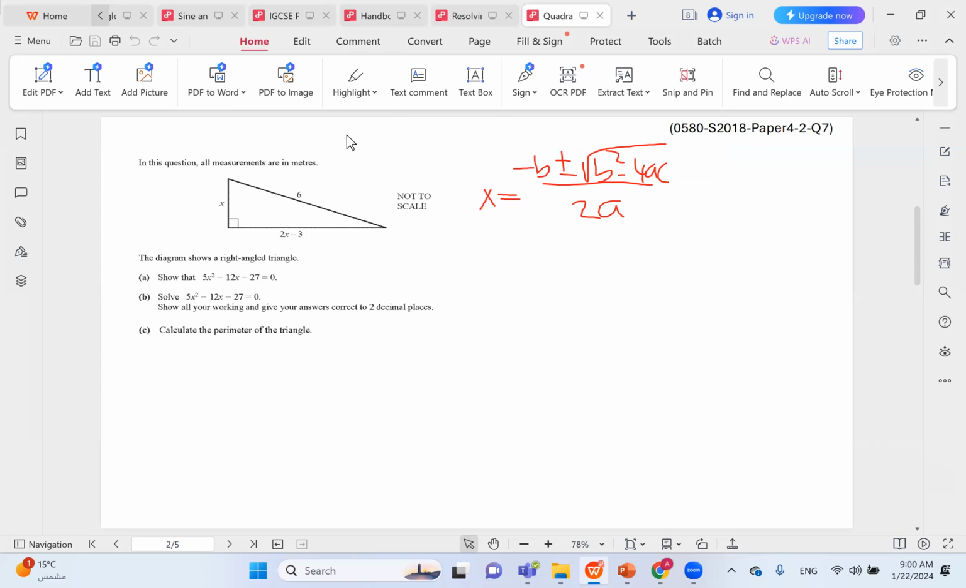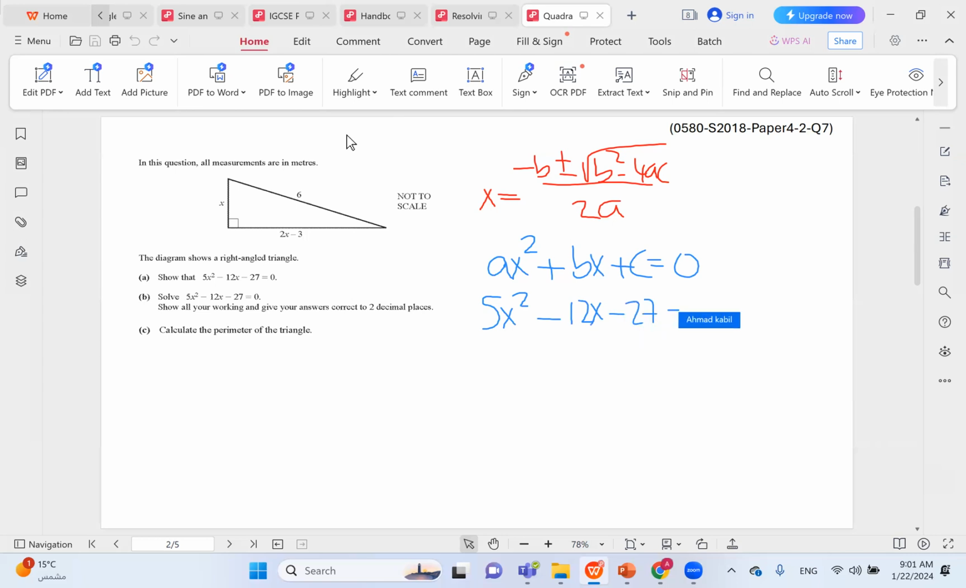Now, what are a, b, and c? So basically, the standard form of the quadratic equation is ax squared plus bx plus c equals to 0. So in order to get A, B, and C, we do something called comparing the coefficients. It sounds complicated, but it really isn't. You just write your equation underneath this equation here, and then you compare each number to the corresponding letter.